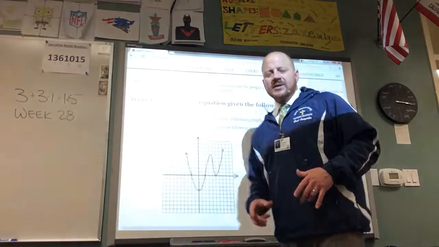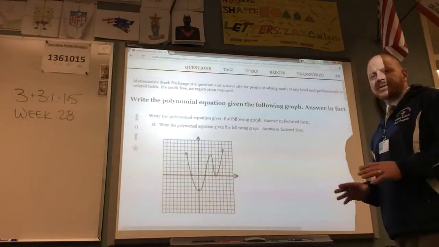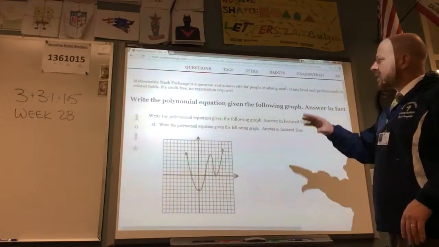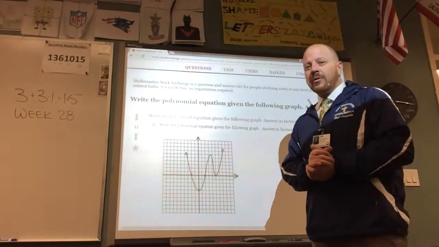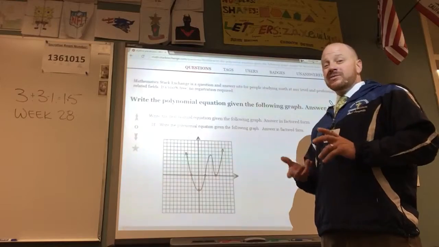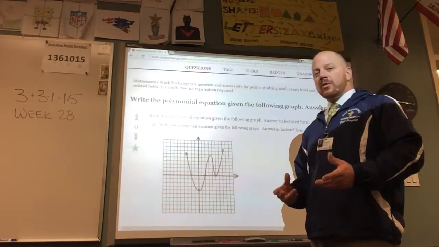Okay, Nicole, so for the last one here, I found another example of kind of what you were working on in that form. It's: write the polynomial equation given the following graph and answer in factored form. That's pretty much because that's the only way that you need to answer. If you were to do anything else, you'd be doing more arithmetic.